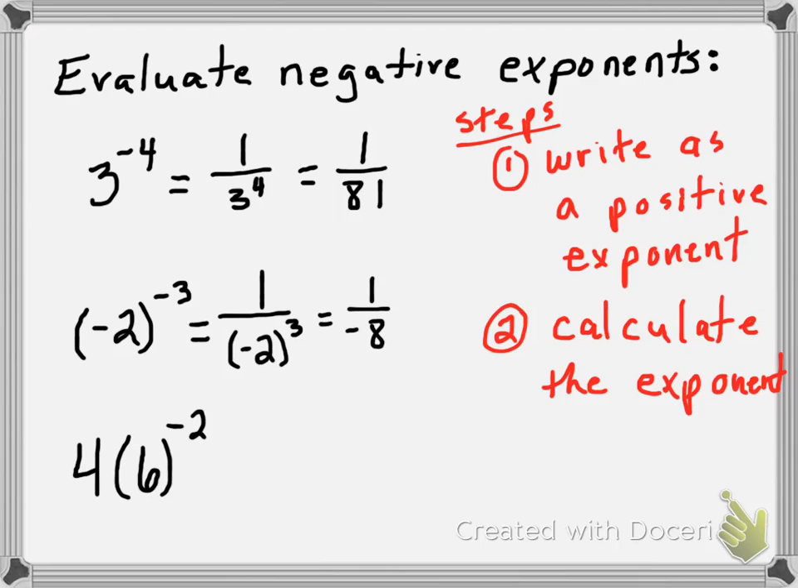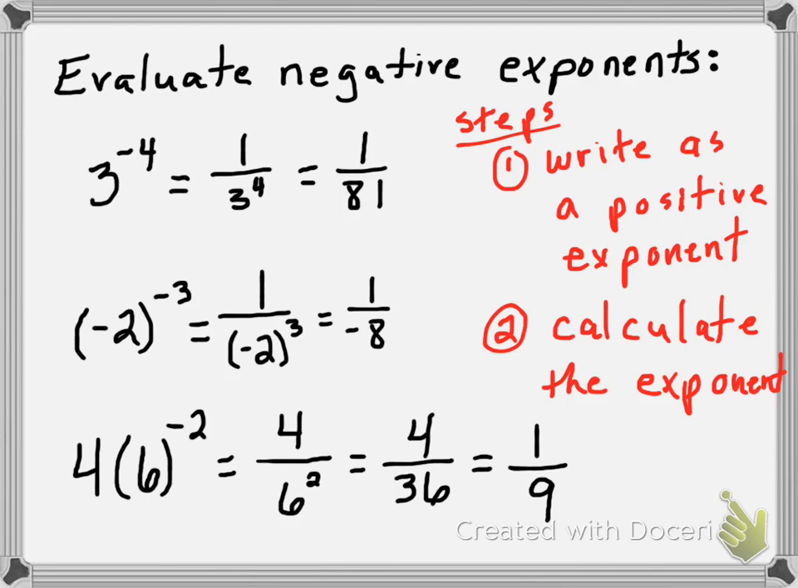Okay, so I've got to get rid of this negative. I've got to change the position. So that's going to give me 4 over 6 squared, because the 2 being negative is going to move this 6 squared into the denominator. Okay, so that gives me 4 over 36. Well, that's just a fraction, but I need to simplify it. Okay, so 4 goes into both of these. I get 1/9. Okay, and that's the answer to that third problem.